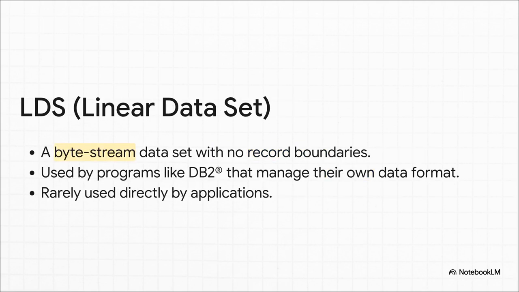And finally, we have the oddball of the group, the LDS, or linear data set. This one is different because it has no structure at all, no records, it's just a raw stream of bytes. Think of it as a big, blank canvas that VSAM provides to other really powerful programs, like the DB2 database, so they can manage their own data in their own special format. You would almost never use this directly in an application program.